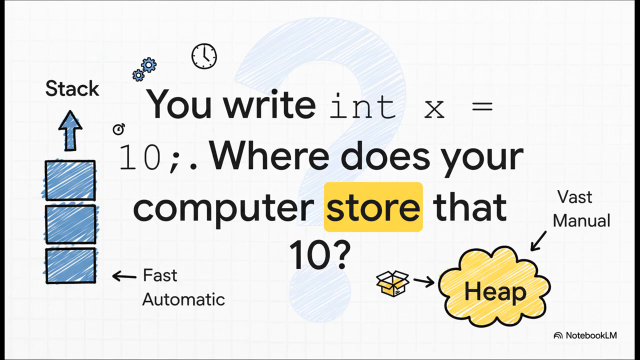See, it's got two main places to put that 10, a super organized spot called the stack and this vast, flexible space called the heap. And believe me, understanding that choice is the key to writing code that's not just fast, but stable. So let's get into it.